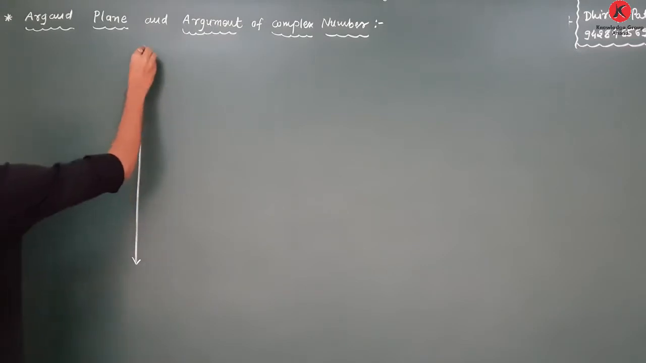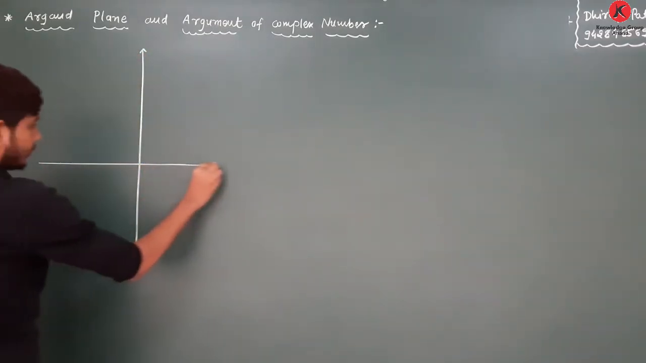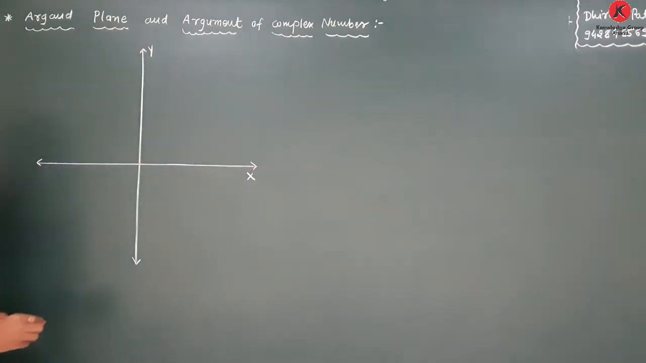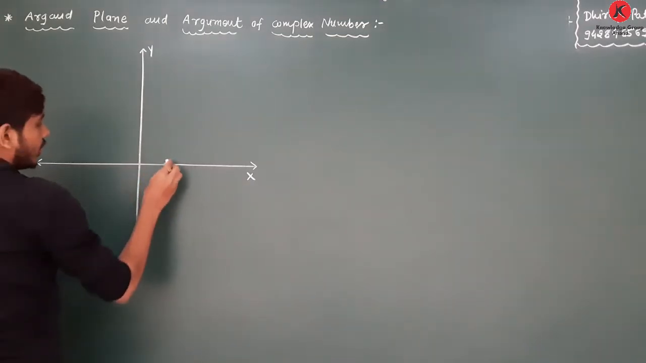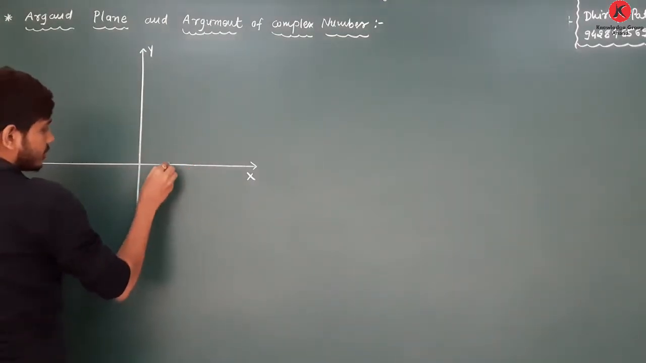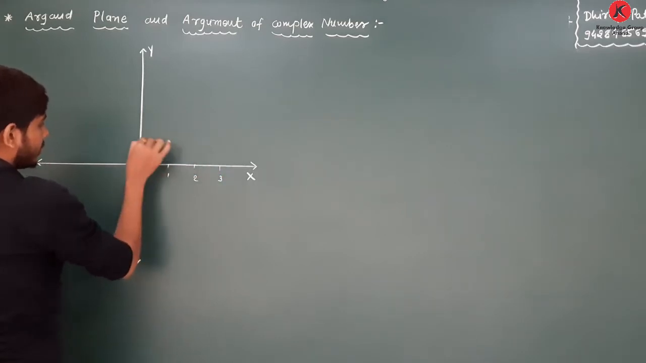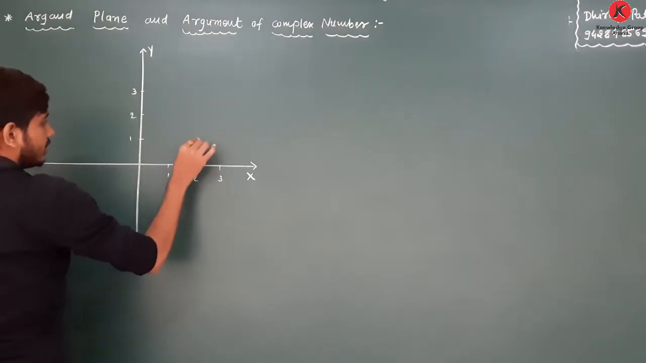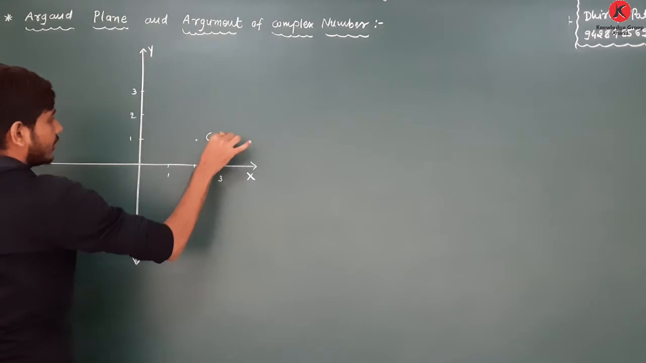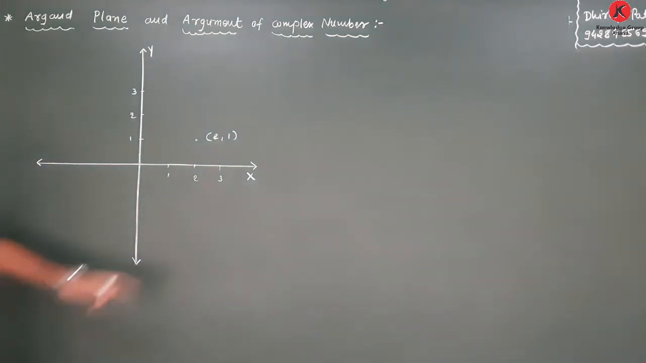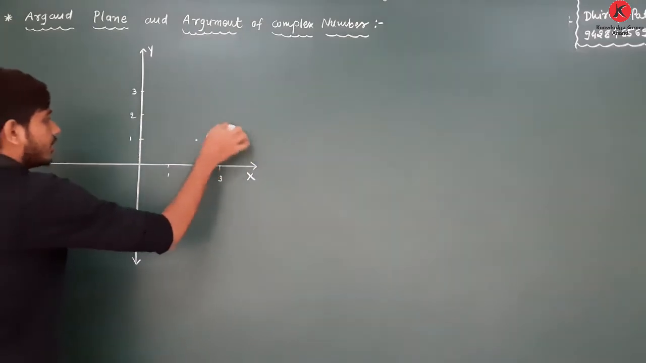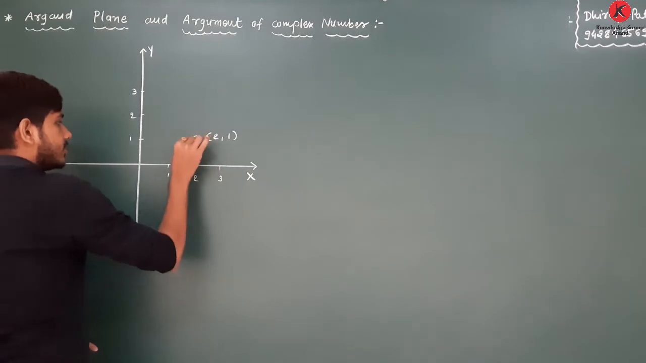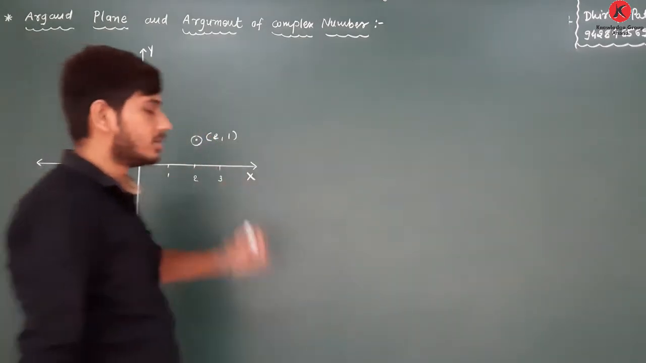Let's say this is your x axis, this is your y axis. Suppose the ordered pair is 2, 1, meaning the x coordinate is 2 and the y coordinate is 1. Suppose this is 1, this is 2, this is 3. This ordered pair can be represented like this. This is your point 2, 1.